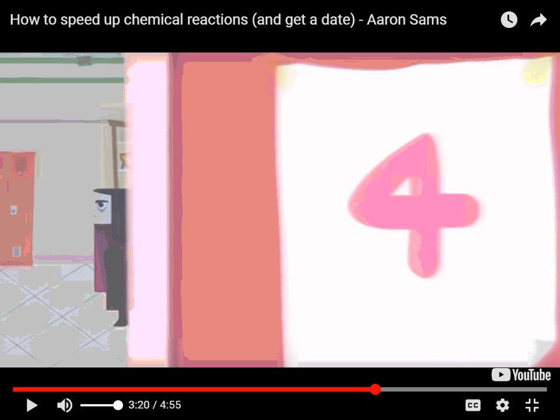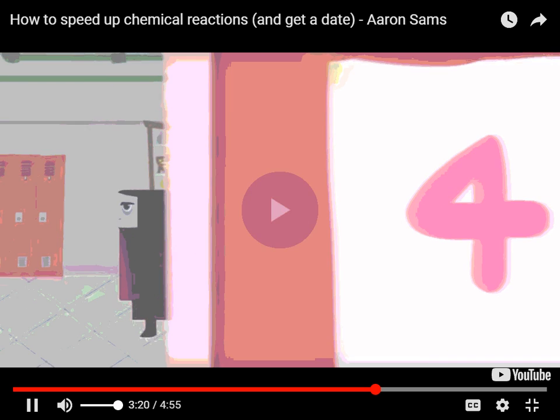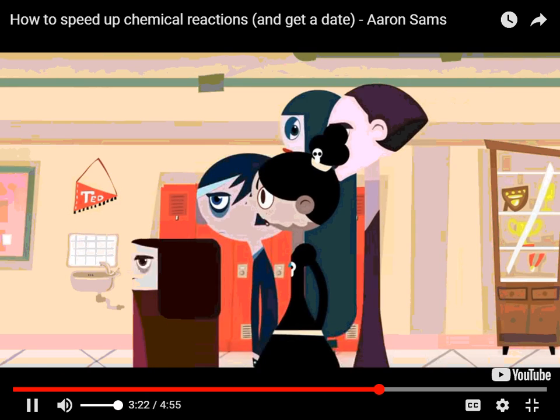But if you run and you hit something really hard, you're going to have enough energy to react, as it is in the chemistry sense. So not only does temperature increase frequency, it also increases the energy of the collision. So temperature has a 2-part explanation: increases frequency and energy.